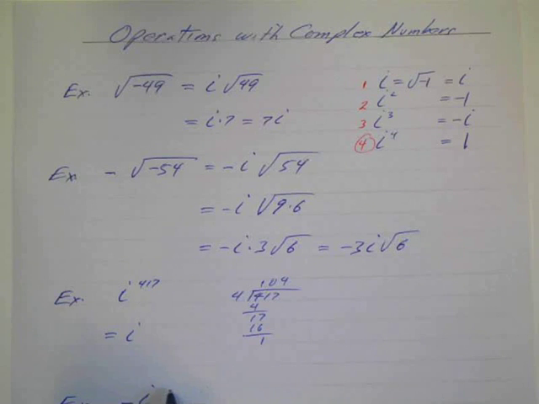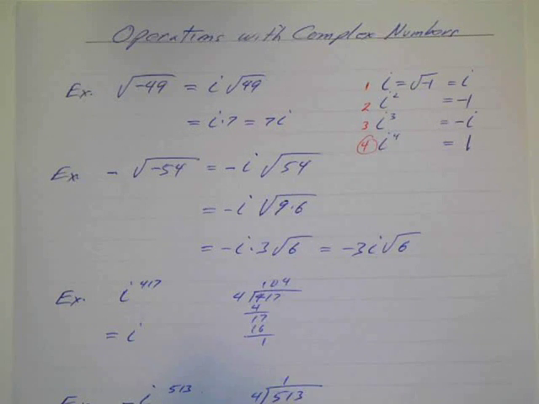Minus i to the 513th power. Now remember, we'll just keep the minus sign. And what's i to the 513th power? So I'll take 513, and I'll just divide it by 4.